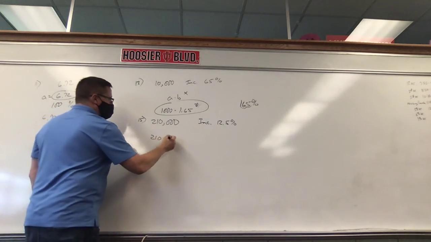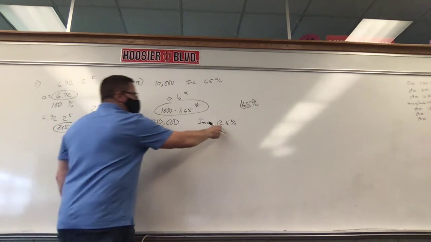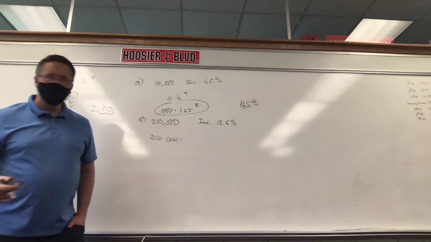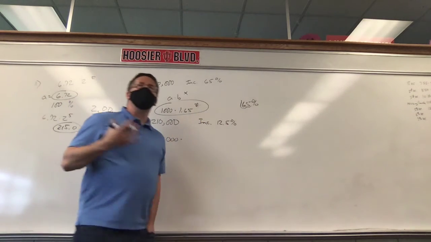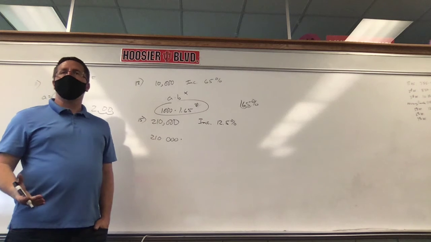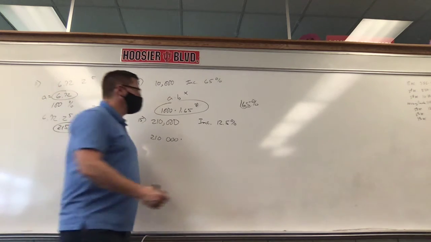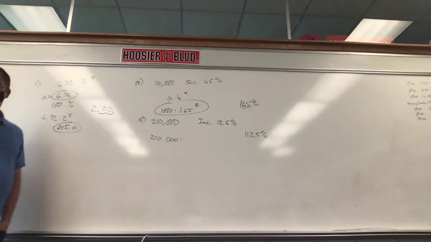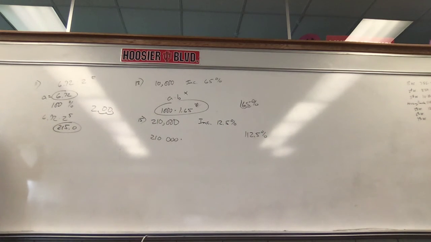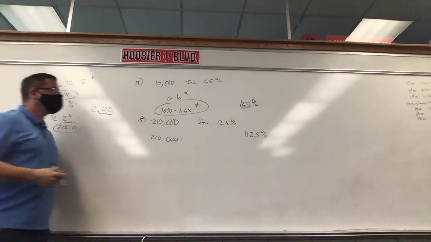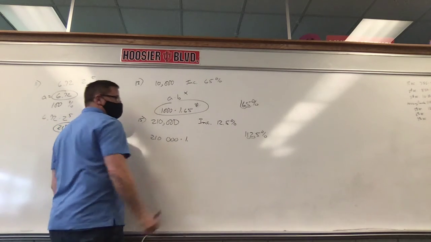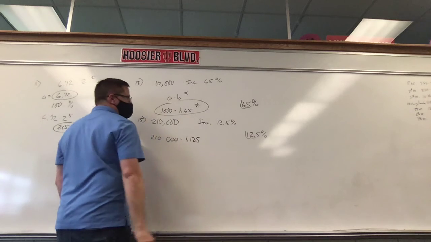210,000 times, well, it's increasing 12.5%. We always start with 100. It's increasing, so what's 100 plus 12.5? 112.5%. Make it a decimal though. You have to move it 2 spots. So 1.125, to the what power?